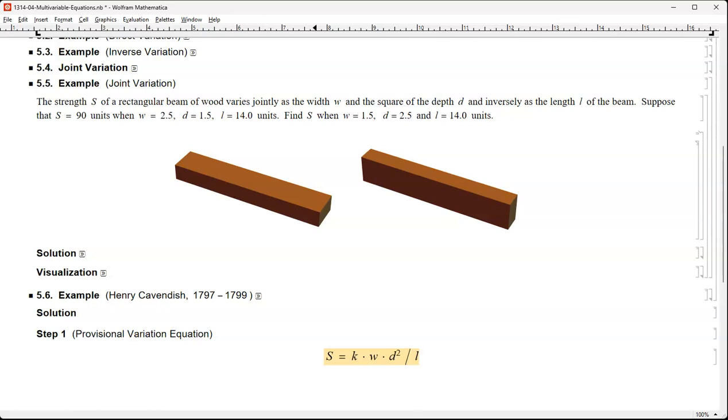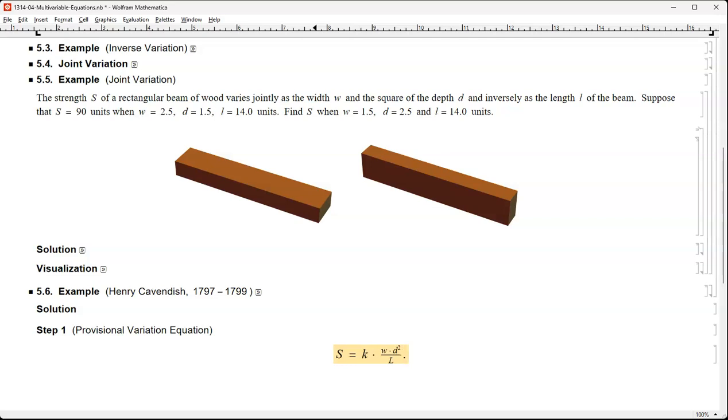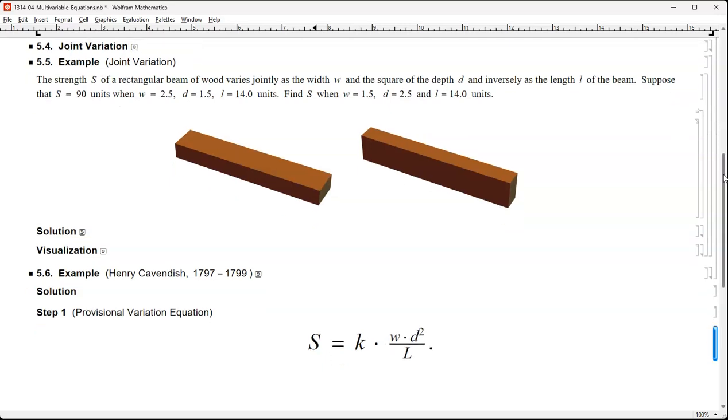L is a little bit hard to see. Let's use capital L here. I don't like this very much either. Let's put L downstairs. Okay, that's better, but we have a fraction, so let's use a bigger font. Even bigger. I think I went a bit overboard. Okay, alright, keep it like that. And that's my variation equation, but it's only provisional. Why? We don't know the k value, so this is not complete.